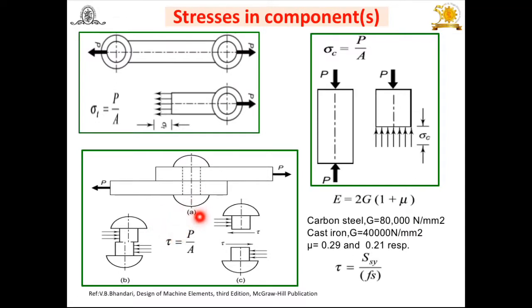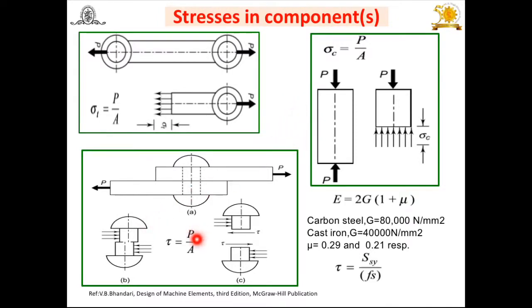simple stresses. Again, you will find in the case of direct or simple stresses, the elastic limit plays an important role. E is equal to sigma upon epsilon. That means within the elastic limit, stress is directly proportional to strain. Change in dimension upon original dimension is the strain.